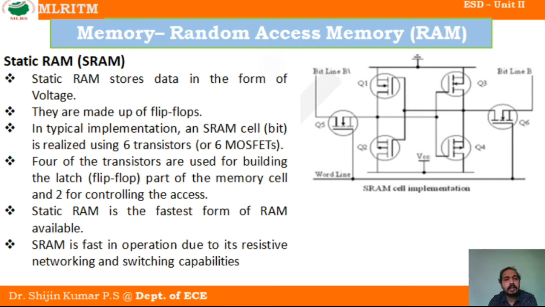The static RAM is the fastest form of RAM that is available. It has very high speed. It has networking and switching capabilities because we are providing 2 transistors for controlling operations. By using that we can provide networking and switching capabilities. This is the structure of a SRAM cell. These are the 4 transistors used for storing, and these 2 are used for controlling.